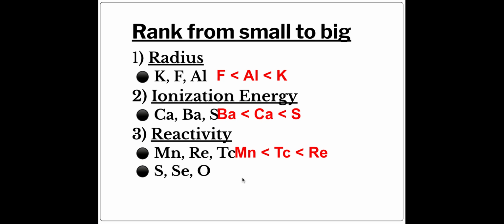And then what about the nonmetals? So we have S, Se, and O: sulfur, selenium, and oxygen. We said that the trend for nonmetal reactivity is going to be the opposite of metals. Since metals' reactivity increases going down the group, nonmetals' reactivity is going to increase up the group. So the lowest is going to be selenium, which is the lowest in the group, followed by sulfur, and then going up to oxygen. Oxygen has the greatest reactivity in that group.